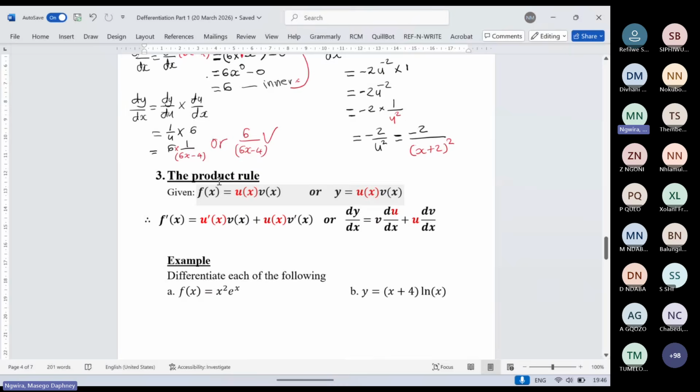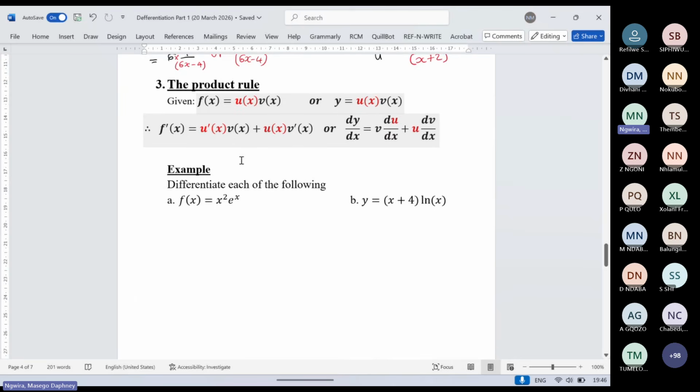And then now we have the product rule. The product rule is when you have two terms being multiplied together. There's no plus in between. So this is not x squared plus. This is not x plus 4 and then plus ln. There's no plus ln. It's just times ln. There's a multiplication between x plus 4 and ln. If there's no sign, it's a multiplication. That's when you know you're going to be using the product rule.